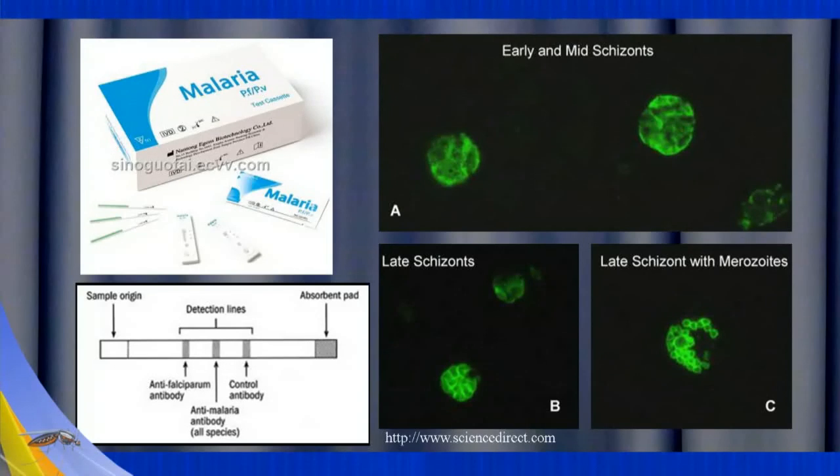The test strips are depicted in the slide, with detection lines showing both anti-malaria antibody and, more specifically, the anti-falciparum antibody. The right picture shows an immunofluorescent test, with green light emitting from the parasites inside the red blood cells.